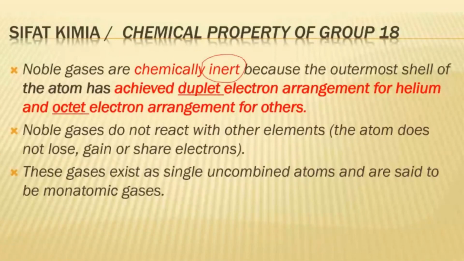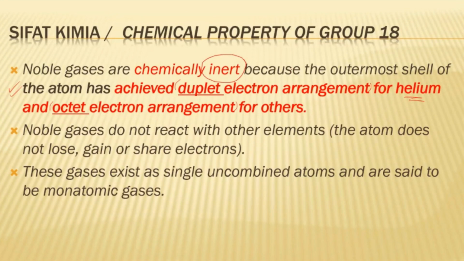Duplet electron arrangement is only for helium. The remaining achieve the octet electron arrangement. Octet spelling must be correct: OCTET, not TAT. And duplet is DUPLET. So this is the first explanation. I think every year the SPM will ask the concept here.